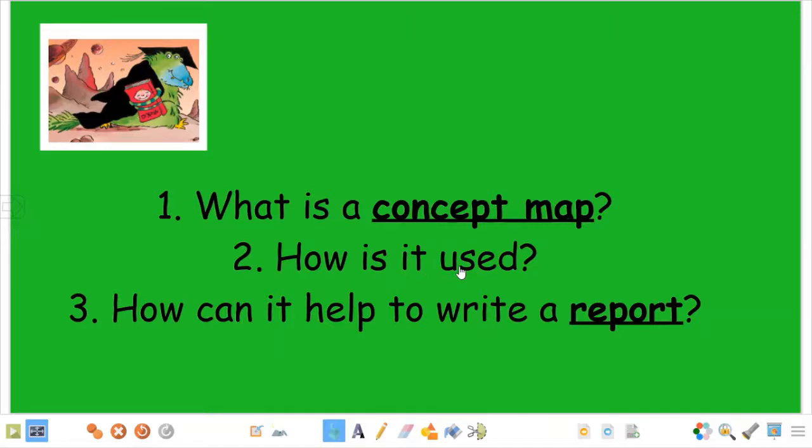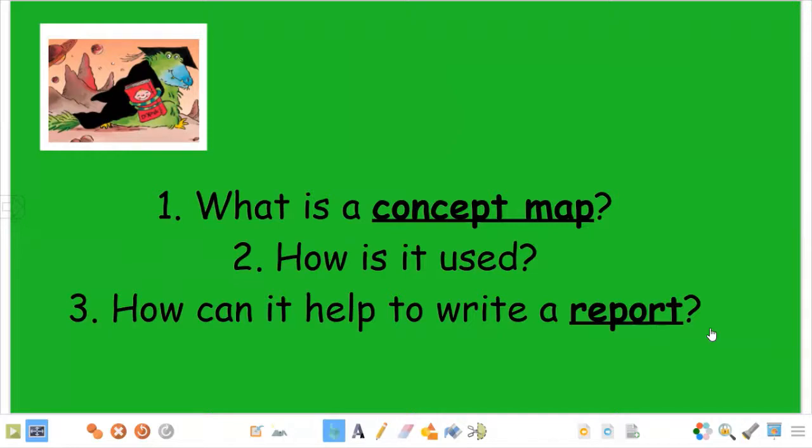used. And we should know this as a split oo sound, used. You've got that D make a t sound there, used. How is it used? How can it help to write a report? Remember this word from yesterday, ought. So how is a concept map used, and how can it help you to write a report?